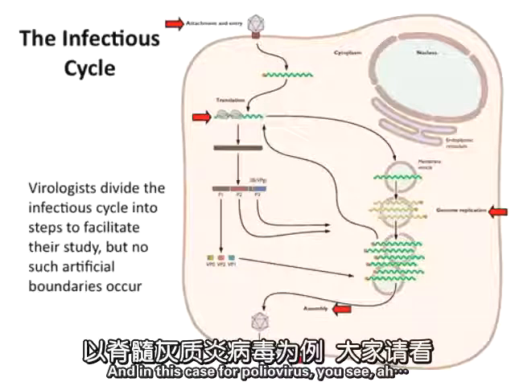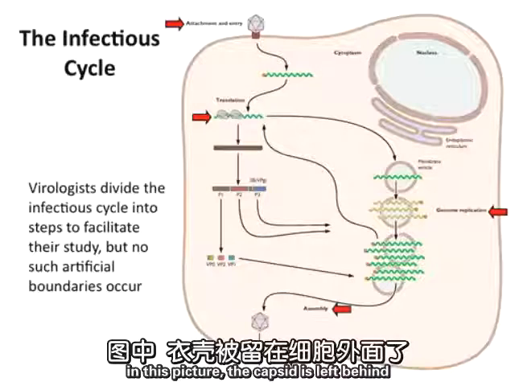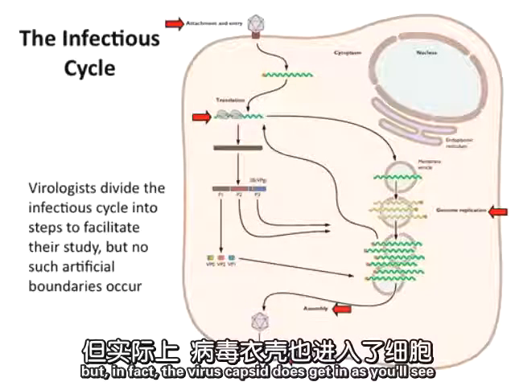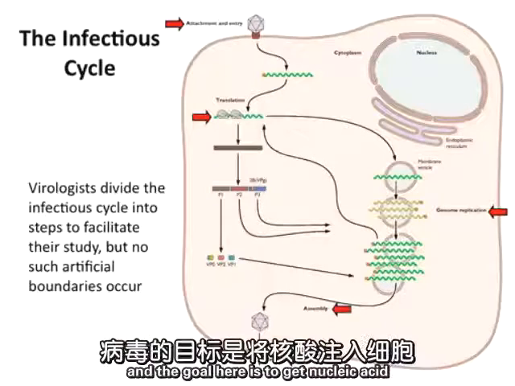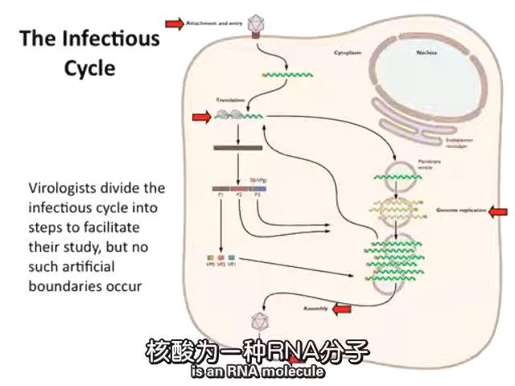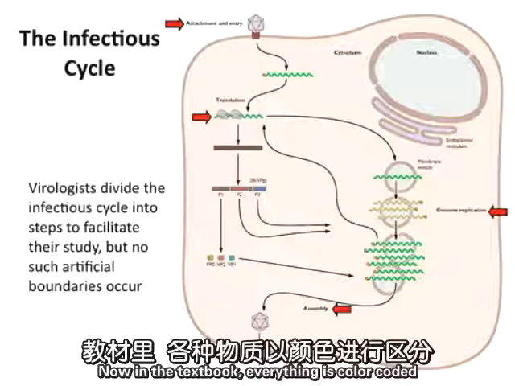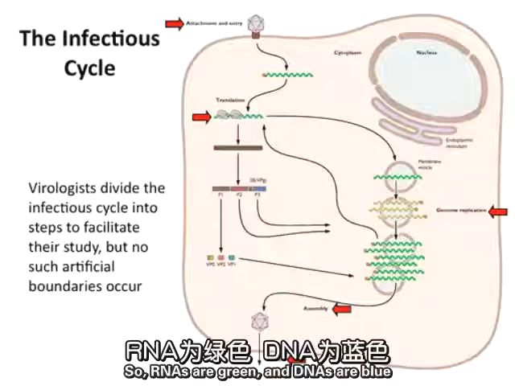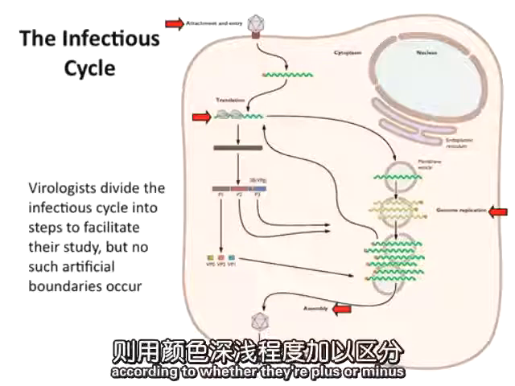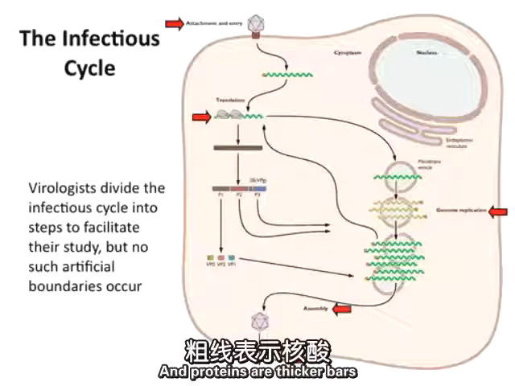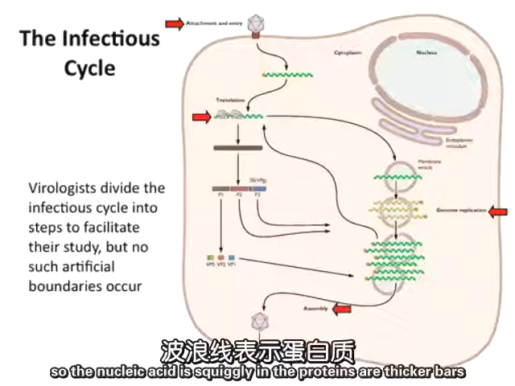In this case, for poliovirus, you see in this picture the capsid is left behind, but in fact the virus capsid does get in, as you will see. And the goal here is to get the nucleic acid, which in the case of polio is an RNA molecule. Now in the textbook, everything is color-coded. RNAs are green and DNAs are blue, in different shades according to whether they're plus or minus. Proteins are thicker bars, and the nucleic acids are squiggly.